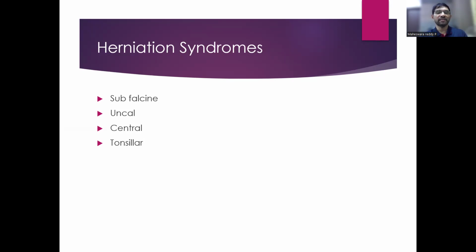Central herniation. Here the brainstem or midbrain is herniated. It descends through the tentorial hiatus and gets compressed. Tonsillar herniation. What are tonsils? Tonsils are the cerebellar part which lie near the foramen magnum. The cerebellar tonsils herniate through the foramen magnum. They compress the brainstem and cervical cord, leading to death. So herniation syndromes are very fatal and they are very late signs. We need to immediately address them.